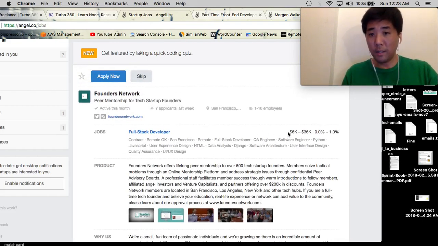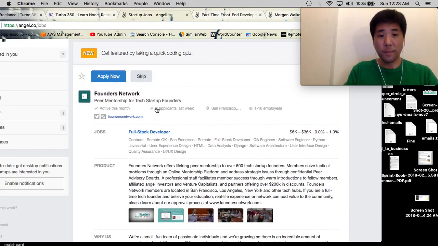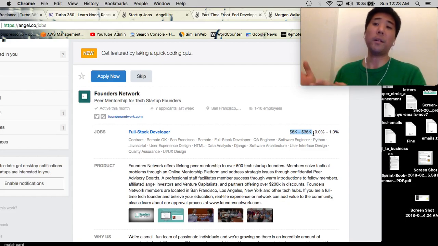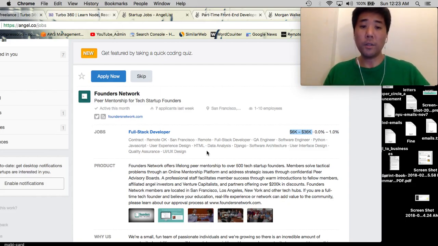Here is zone 1. Active this month. So this is certainly not a full-time salary. Obviously, what kind of startup is offering a full-time salary at 36K? That's the upper end of their range. So click on that.